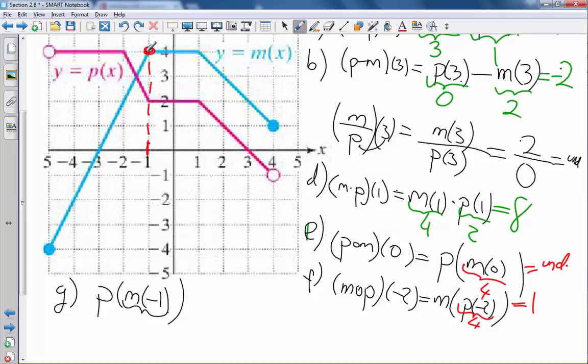Did I get to M? Which value is it pointing out? Again 4. We keep getting 4. Okay. What is P of 4? We can cheat now. It's undefined. We found it earlier. P of 4 was undefined.